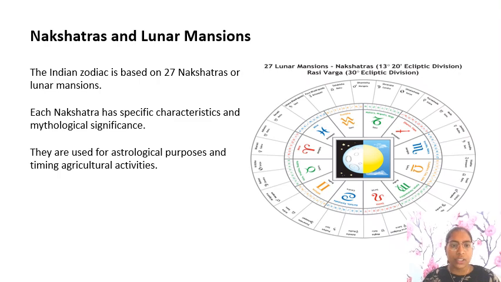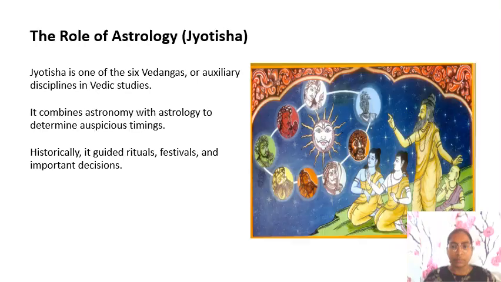Nakshatras and lunar mansions. The Indian zodiac is based on 27 nakshatras or lunar mansions. Each nakshatra has specific characteristics and mythological significance. They are used for astrological purposes and timing agricultural activities. The 27 lunar mansions have been provided here, you can refer to it.